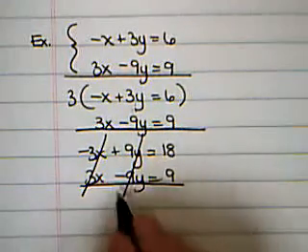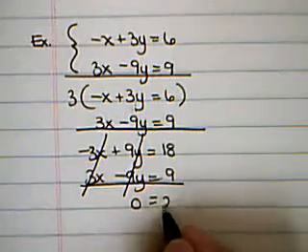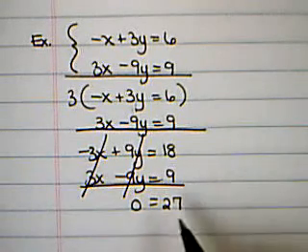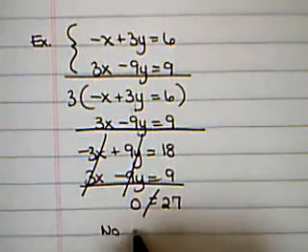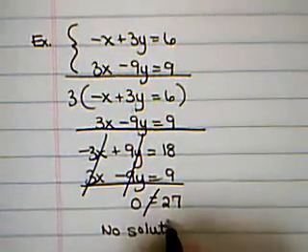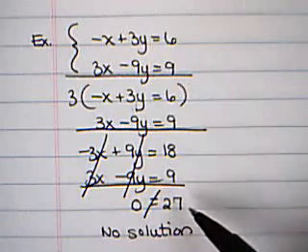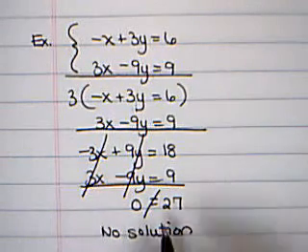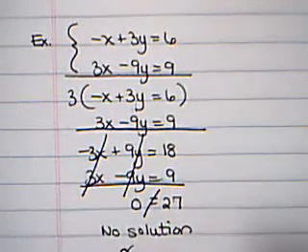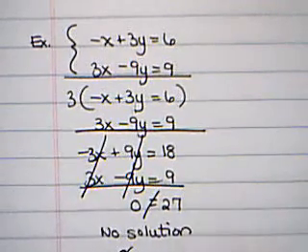So if I have nothing left, then I have 0 equals 18 plus 9, which is 27. Well, in math, 0 cannot equal 27. So this is a false statement. If it's a false statement, then that means there is no solution, which really means if I graphed both of these lines, to not have a solution means those are parallel lines. You may see it as no solution. You may see it with a 0 with a slash through it. You may see it as parallel lines.